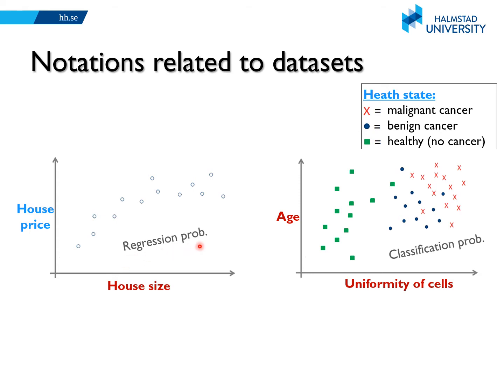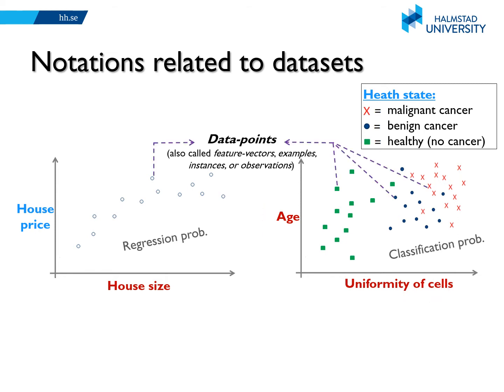On the left, we have a regression problem where we want to predict the price of some houses based on their size. And on the right, we have a classification problem where we want to predict the health state of a patient based on the uniformity of the cells and the age of the patient. The points that we see on these plots are called data points. A data point here refers to a house, and a data point here refers to a patient.